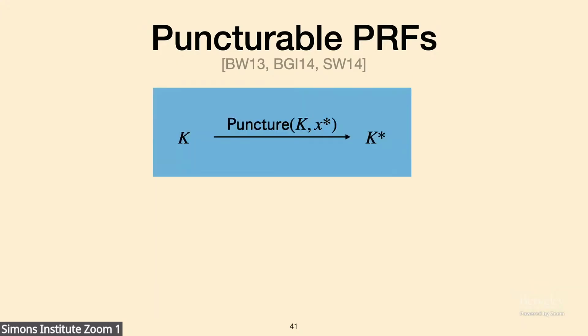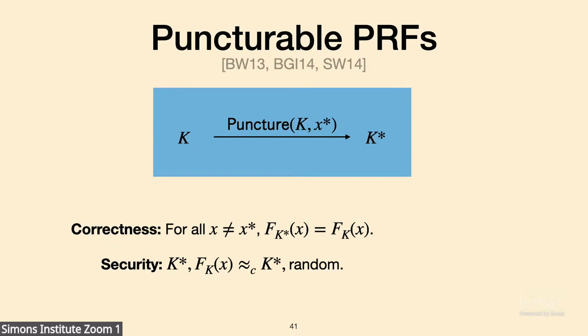But basically, a puncturable PRF is a PRF which has this extra mode where you can take a key K and puncture it at a point X star. Correctness is still maintained by this punctured key at every point other than X star, so FK star and FK are the same everywhere else. For security, you get that K star doesn't tell you much about FK of X. Given just K star, you can't tell FK of X from a truly random value. So K star really doesn't reveal the punctured point.